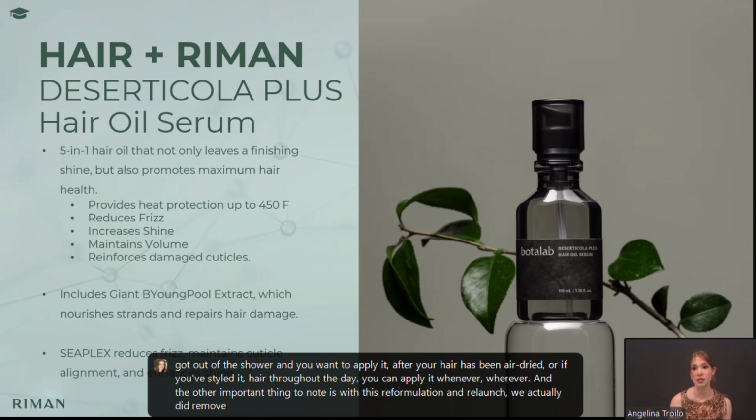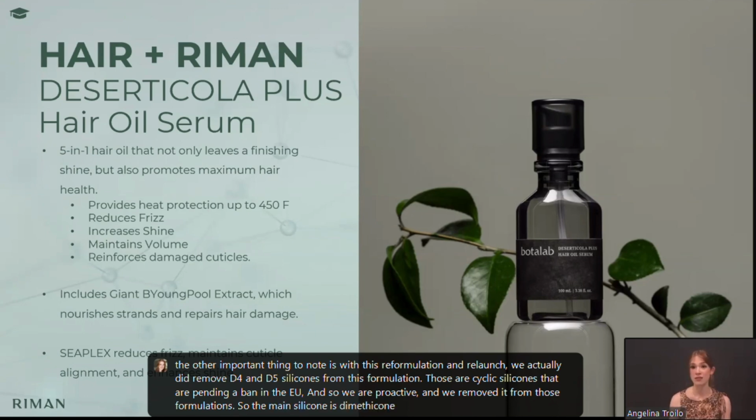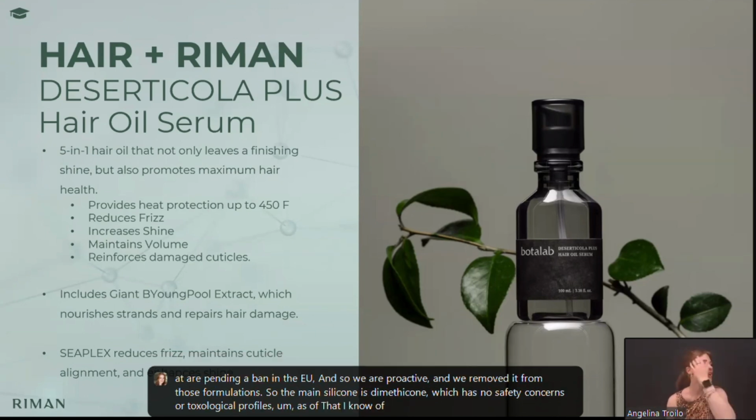And the other important thing to note is with this reformulation and relaunch, we actually did remove D4 and D5 silicones from this formulation. Those are cyclic silicones that are pending a ban in the EU, and so we were proactive and we removed it from those formulations. So the main silicone is dimethicone, which has no safety concerns or toxicological profiles as of that I know of.